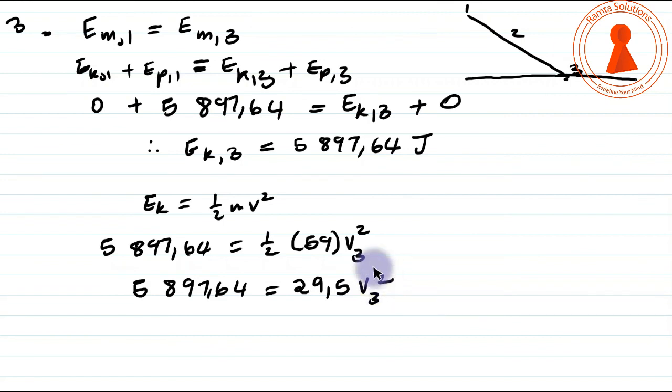So 5897.64 divided by 29.5. What is it? Let's see, v3 squared equals 5897.64 divided by 29.5, which is 199.92.